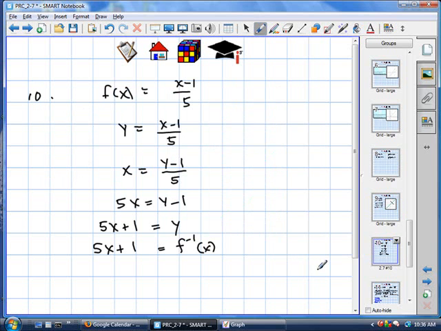I guess it's time to dig in and do some problems. So let's look at number 10. I think that's number 10 from this assignment. Let's make sure. Yeah, x minus 1 over 5 is the function. Your mission is to find the inverse.